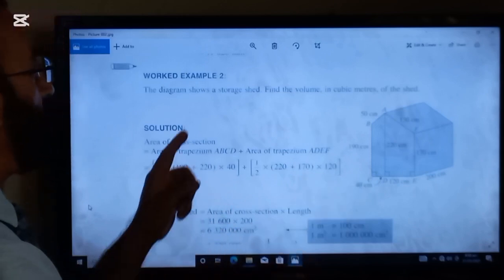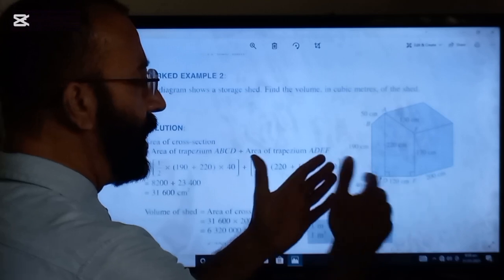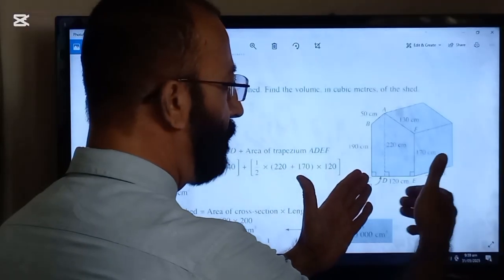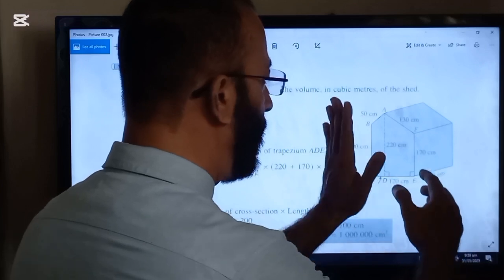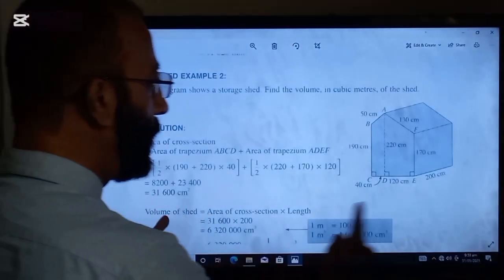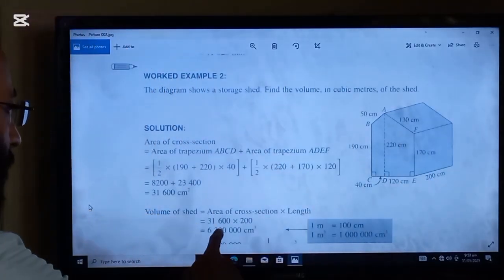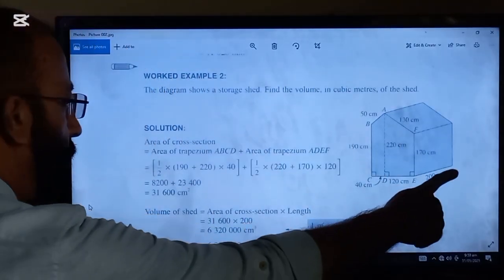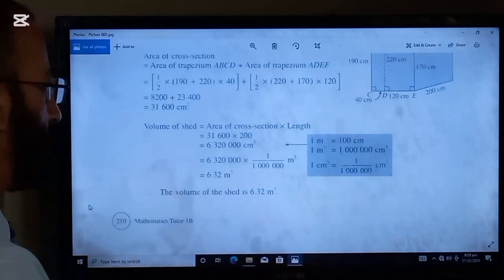Now the volume is the requirement. So the volume of the figure is the area of the cross section multiplied by height. This 200 is actually the length between two cross sections. So 31,600 into 200 will give us the answer. Solve it on the calculator, you will get the answer.